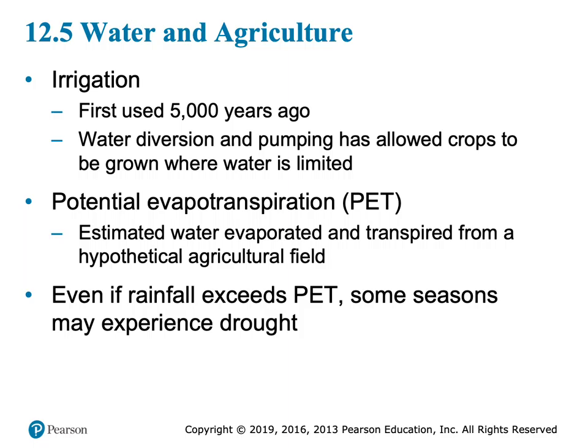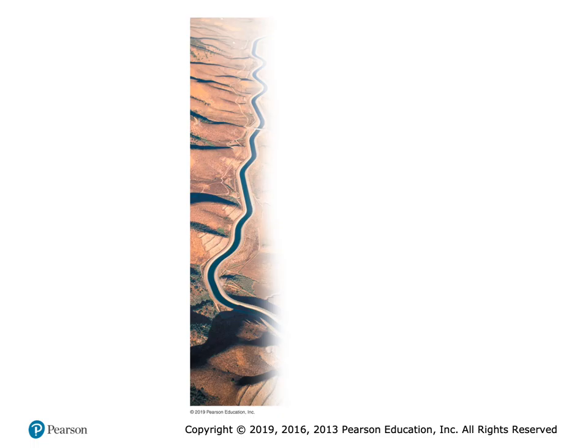Here's a look at irrigating in the desert. This Central Arizona Project is an 80-foot-wide concrete-lined canal that supplies water to Central Arizona farms and to the rapidly growing desert cities of Phoenix and Tucson to help provide water in the desert.